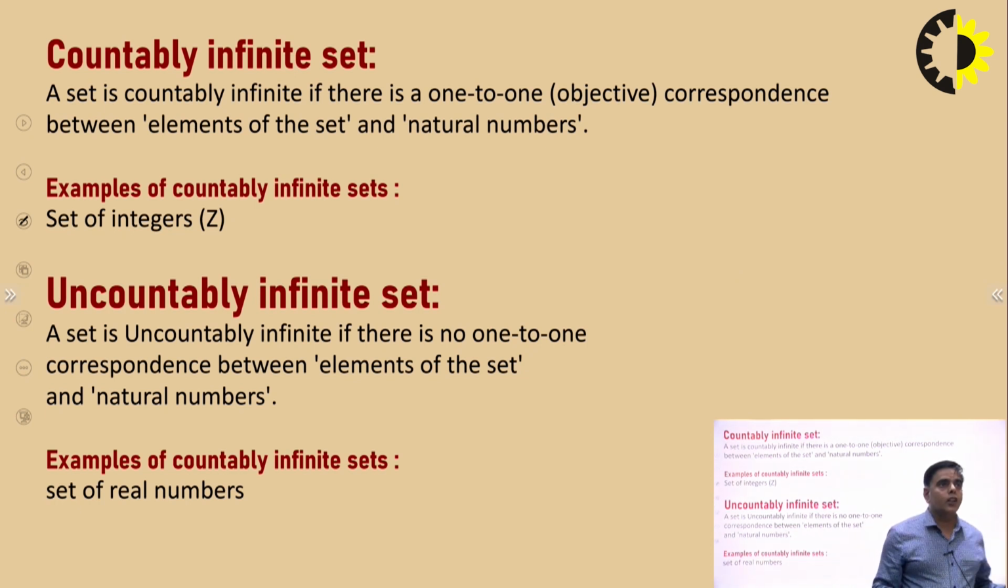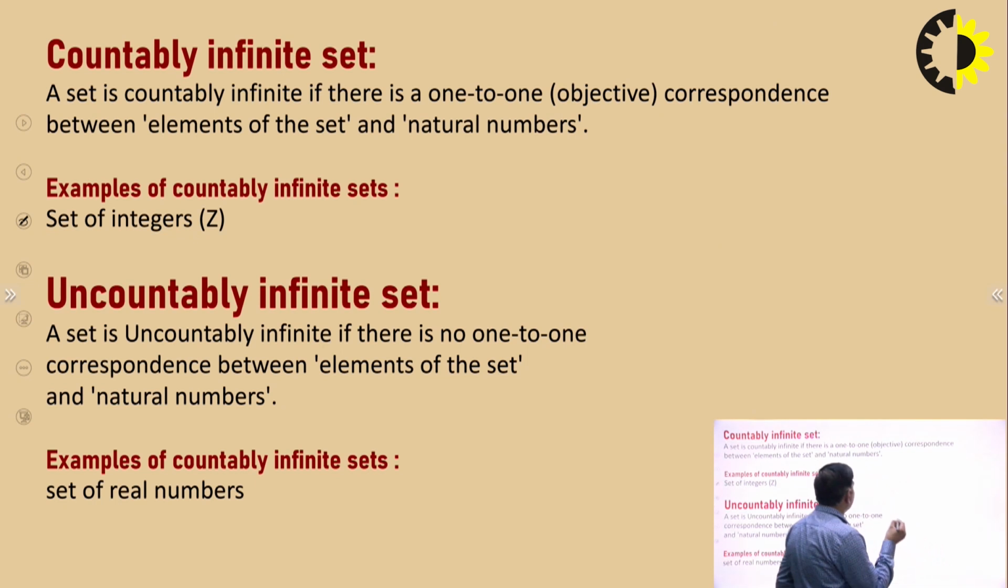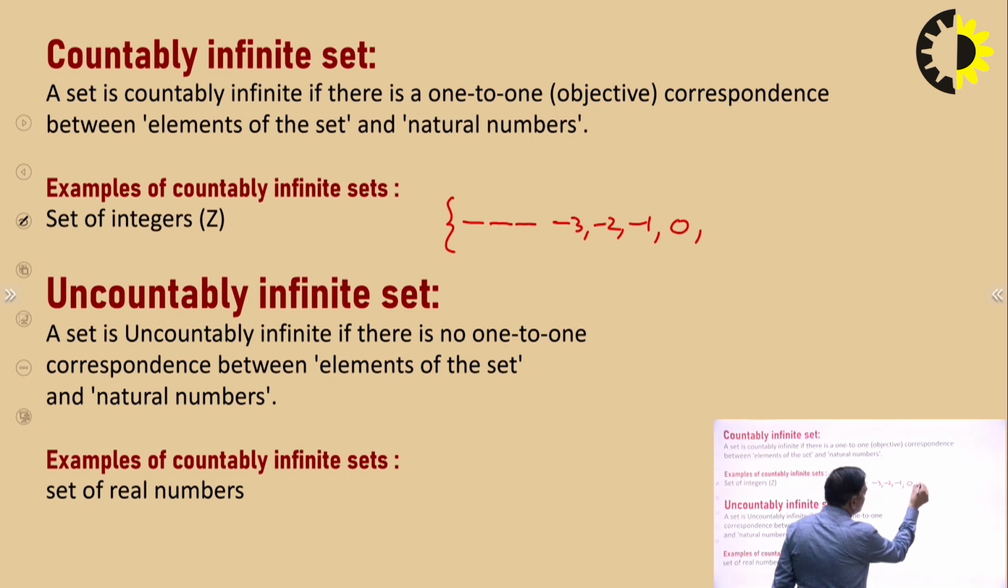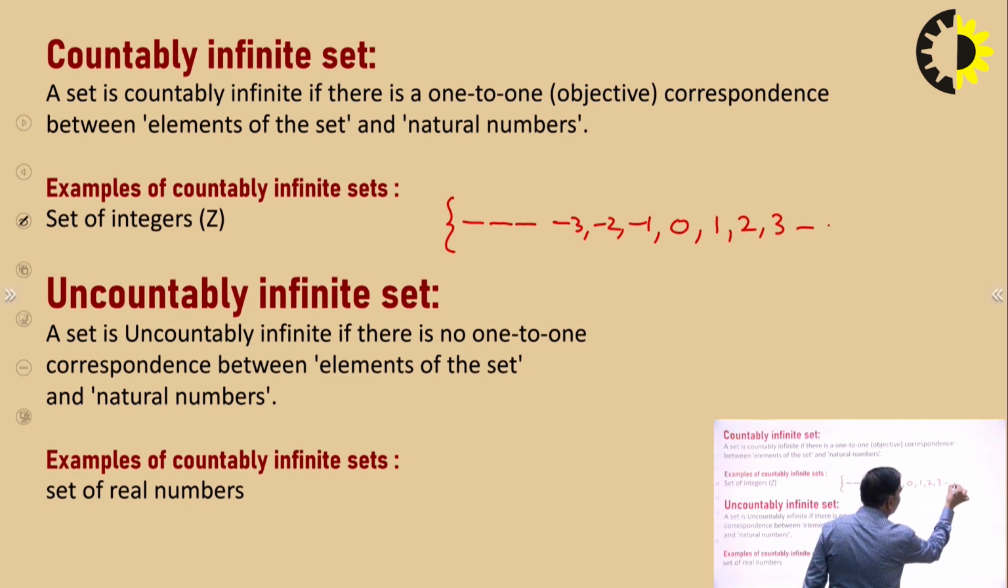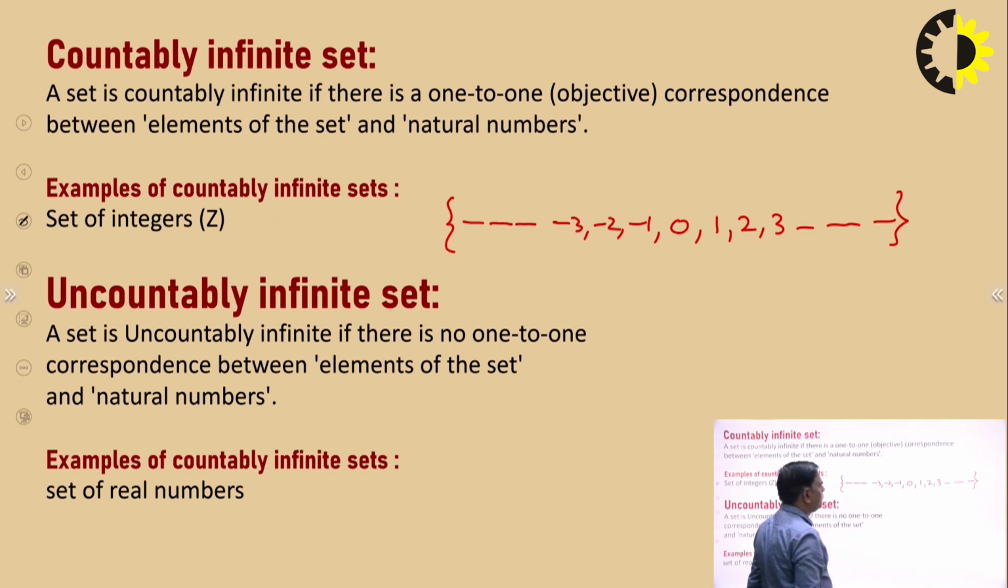Okay. So for example, the set of integers. You know the integers go from -infinity to infinity, and you can write them like -3, -2, -1, 0, 1, 2, 3, up to positive infinity. So we have to check whether we can map these elements with the natural numbers or not. Suppose I am mapping these elements with the natural numbers 1, 2, 3, 4, 5, up to infinity.